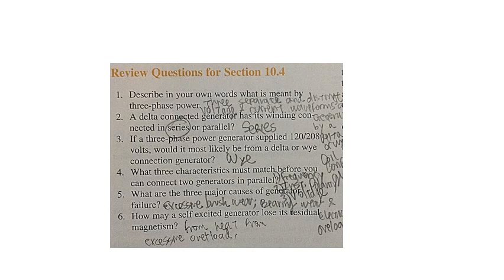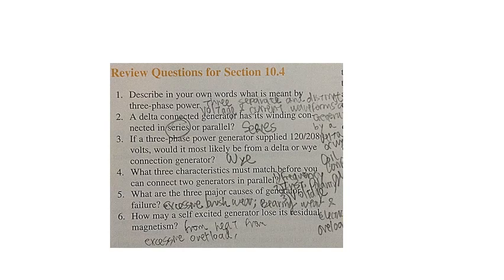Number 4, what three characteristics must match before you can connect two generators in parallel? Frequency, voltage, and instantaneous polarity. Those are the three characteristics that must match. Number 5, what are the three major causes of generator failure? Excessive brush wear, bearing wear, and electrical overload. Number 6, how may a self-excited generator lose its residual magnetism? From heat, from excessive overload.